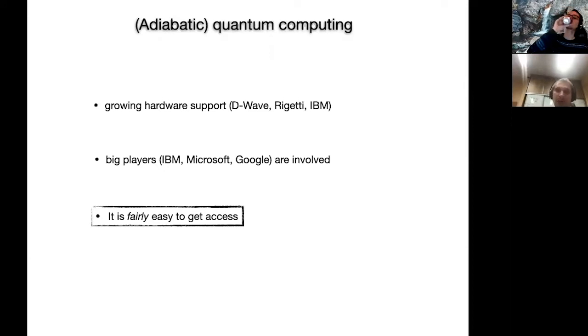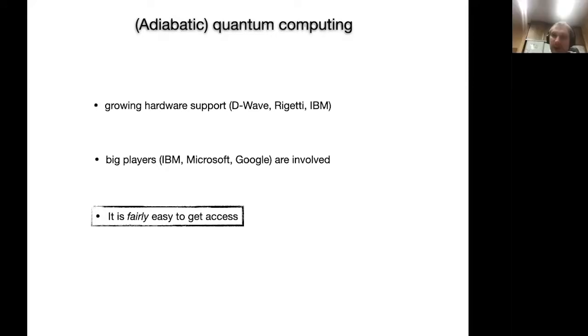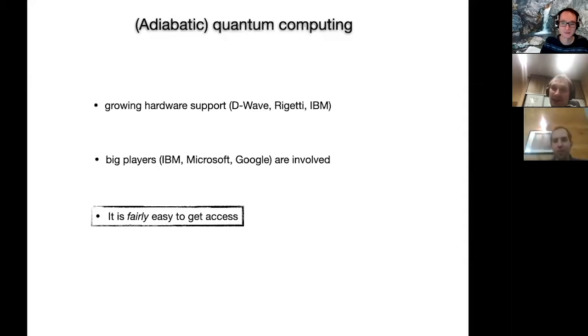The second big reason is that we have big players involved, like IBM, Microsoft, and Google. For young people, this is a good idea to enter this field because science is interesting, but money is good too, right? That would be an egoistic motivation to start doing quantum stuff, especially on quantum computers. Equally important, access is fairly easy to get. You can get a limited amount of computational time basically for free, and even if you have to pay, it's not that expensive. One computational hour on D-Wave, for example, costs $1,500. That's not much, and you can do a lot with this one hour.